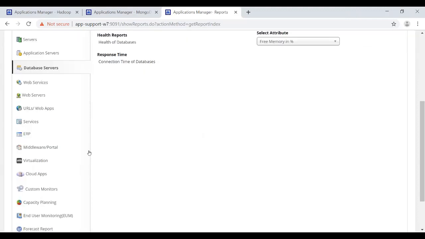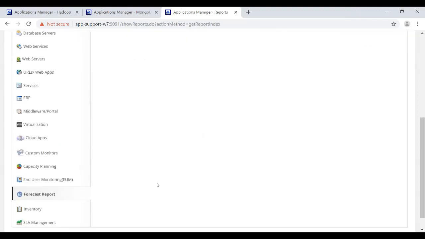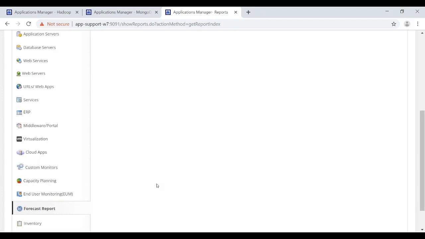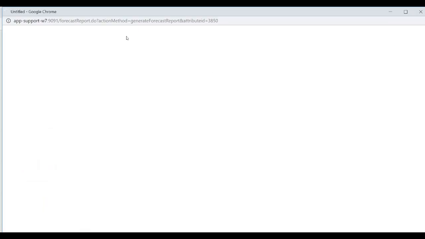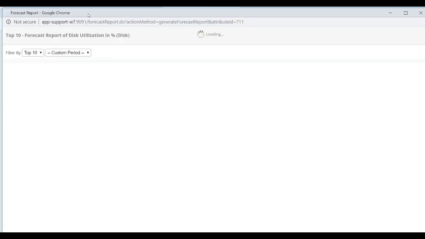Finally, let's take a look at the forecast reports within Applications Manager. I'm going to select database servers, Cassandra, taking some metric from the Cassandra instance that I have running on my setup. I will just visualize how the forecast reports look for this particular instance of my Cassandra monitor. Let me just take, yeah.